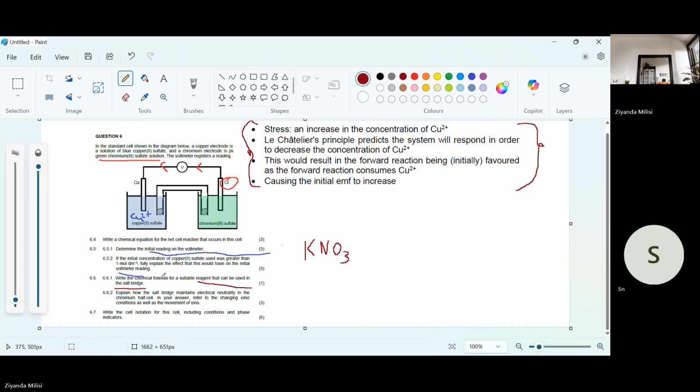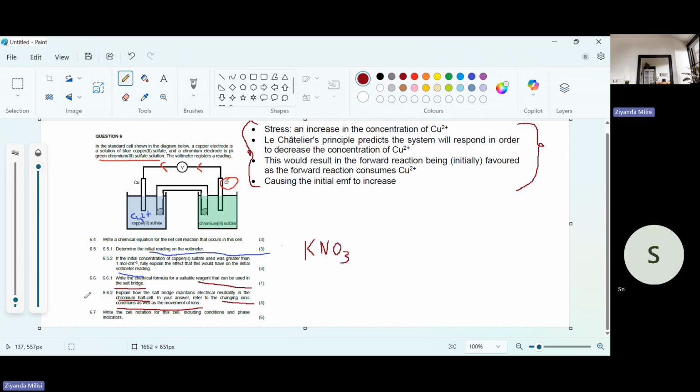Then explain how the salt bridge maintains electrical neutrality in the chromium half cell. The question is specific. In the chromium half cell, refer to changing ionic conditions as well as movement of ions.